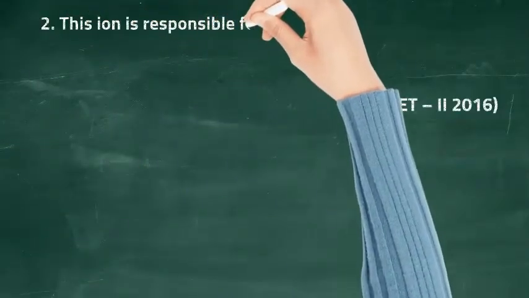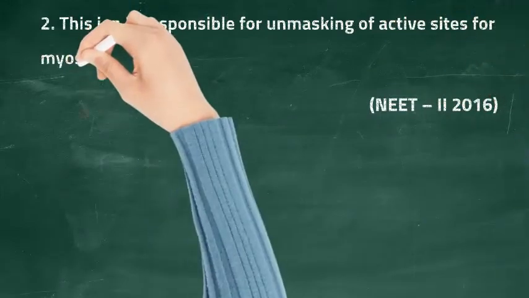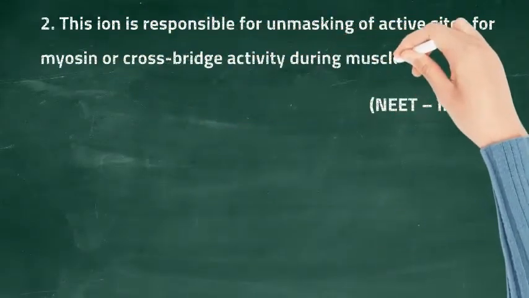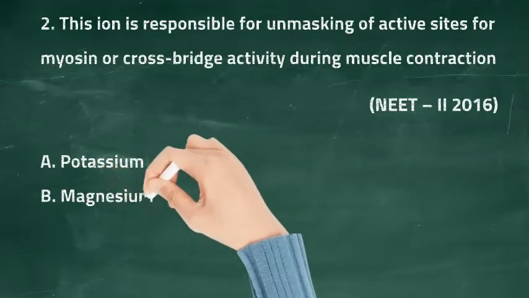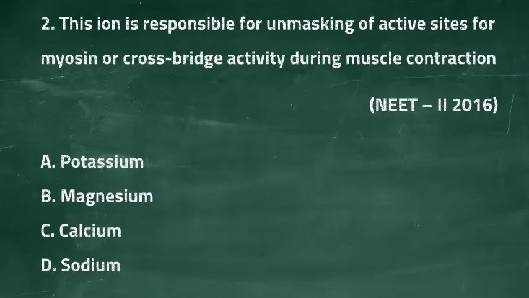Question second. This ion is responsible for unmasking of active sites for myosin or cross bridge activity during muscle contraction. Option A is potassium, B is magnesium, C is calcium and D is sodium. The right answer is option C, calcium.